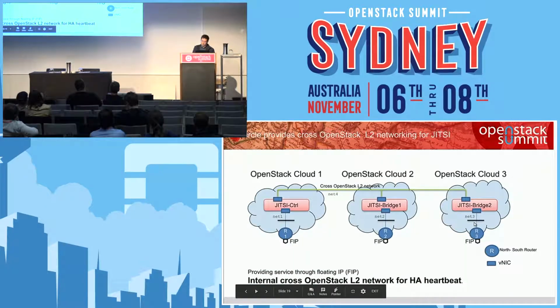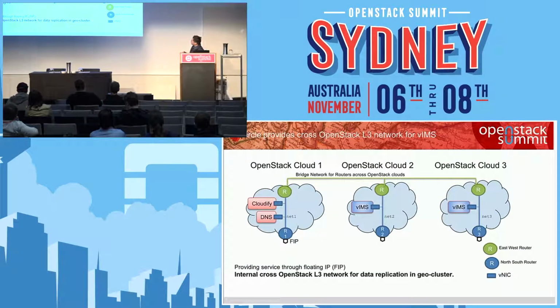Okay. The network topology for VNFs is different. Jitsi is based on the layer 2 network. But for VNFs, we create a cross-OpenStack layer 3 network. Cloudify, DNS, and Alice were deployed in region 1. In this region, there is one local network. And the local network will be connected to two routers.